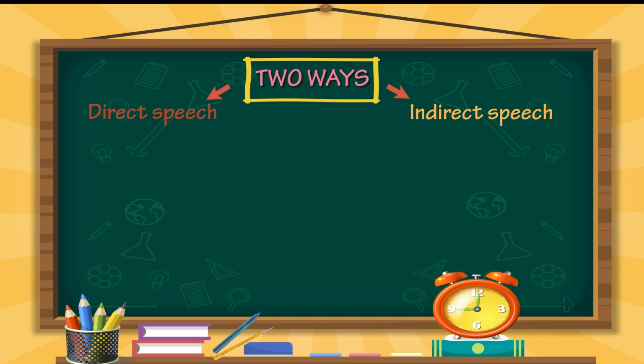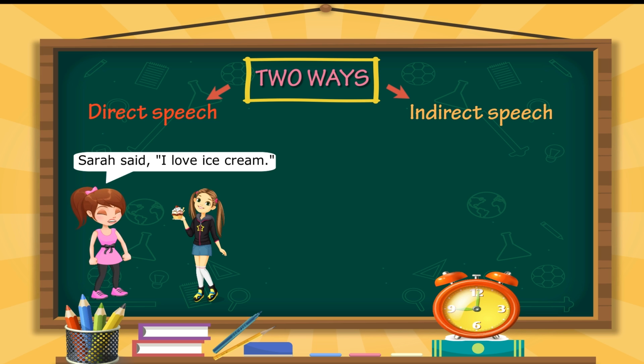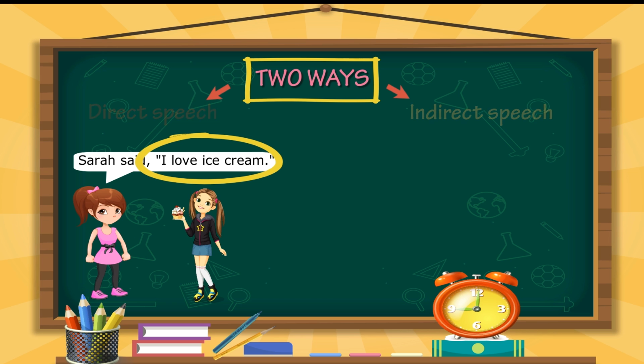Direct speech is when we use someone's exact words. Imagine your friend Sarah says, "I love ice cream." When we report what Sarah said using direct speech, we say, "Sarah said, I love ice cream." We use quotation marks to show the exact words of the speaker.